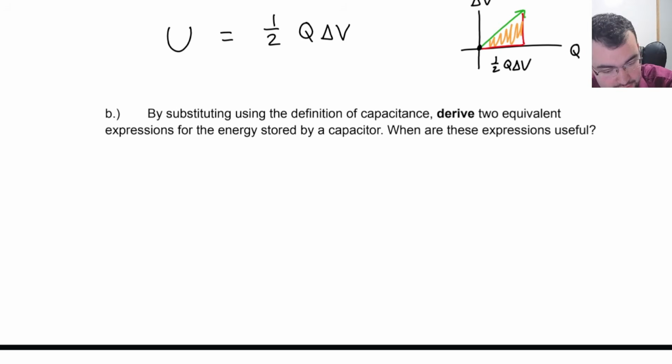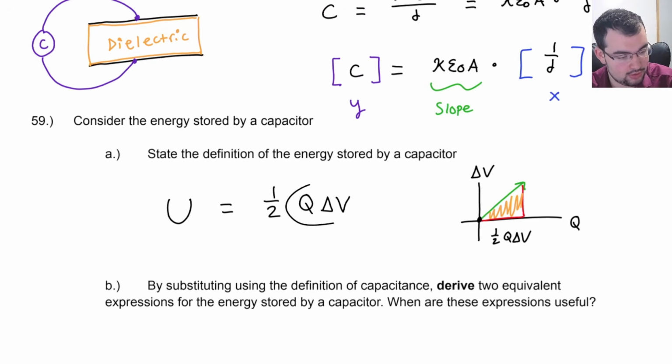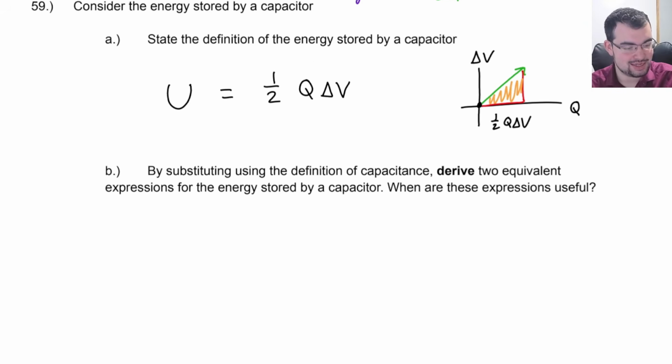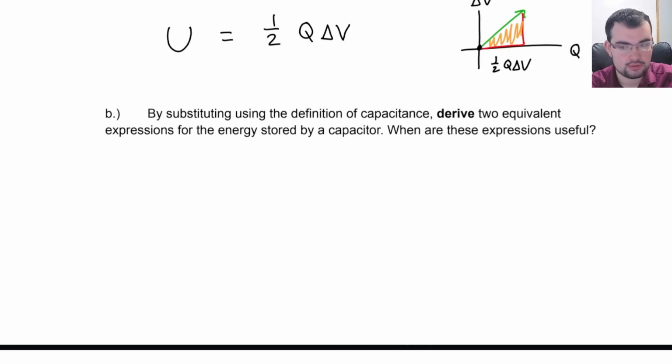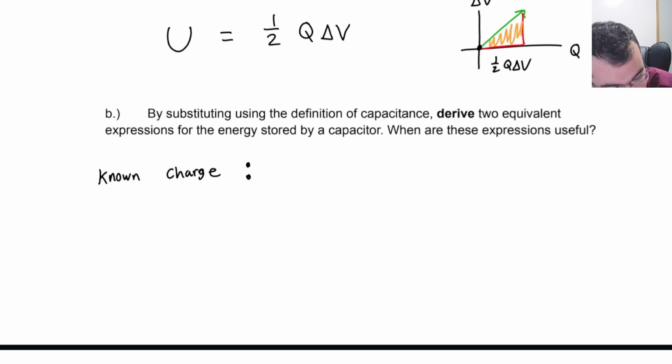So now we can find two different versions. So this is usually not helpful because it's rare that you would know how things change with both Q and delta V. Usually you'll know capacitance. So we want to get C involved in each of these. So first of all, let's say there is a known charge. So this would be if your capacitor is isolated on a little island.